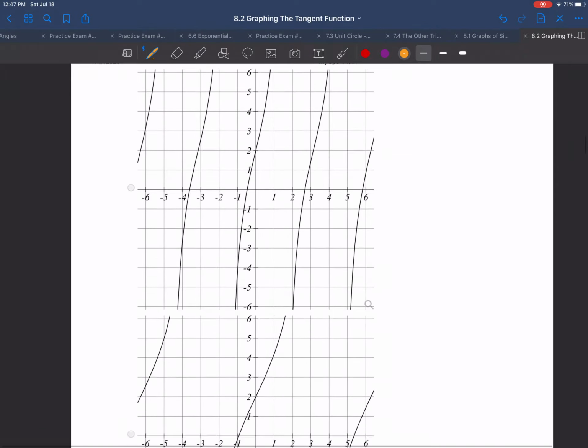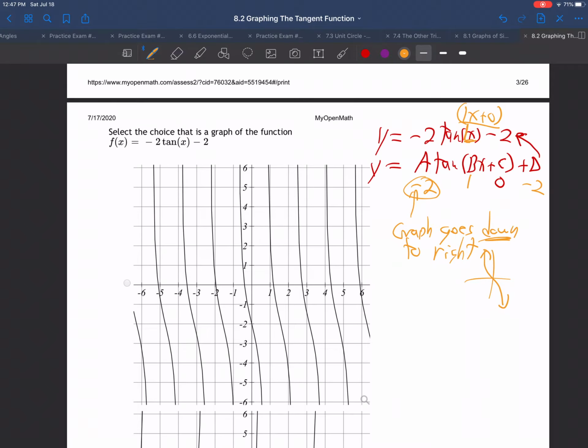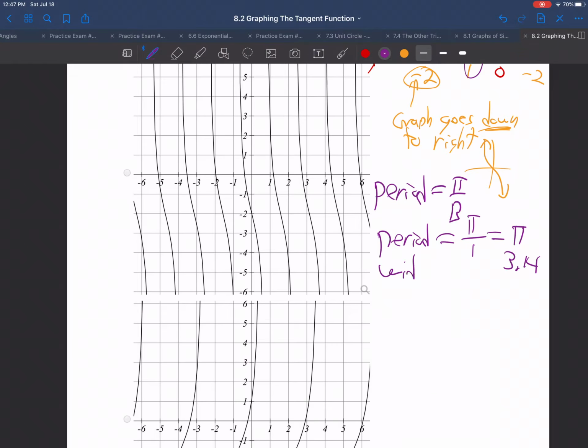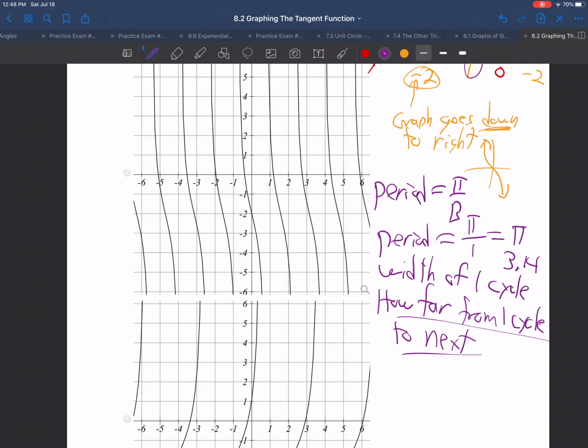So let's do that. Coming back here, the period is pi over b, which is pi, and b is 1, pi over 1. So the period's just pi, which is about 3.14. So remember, that's the width of one cycle, or another way to put that, that's how far from one cycle to the next. So from one cycle to the next is going to be about 3.14.